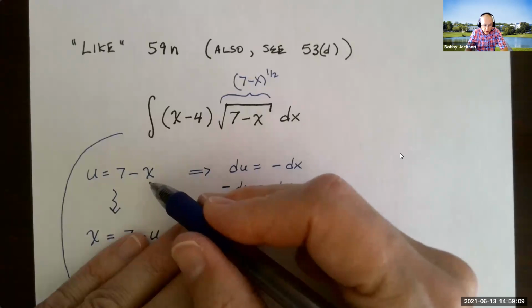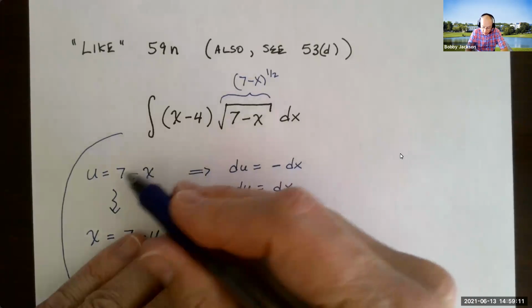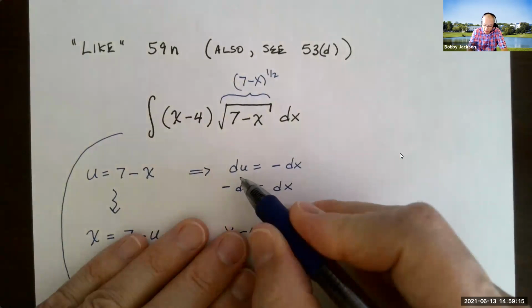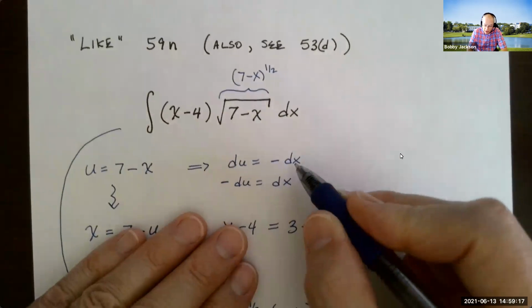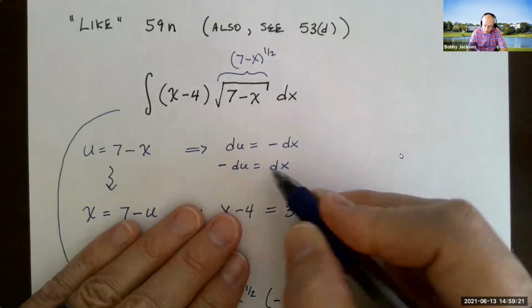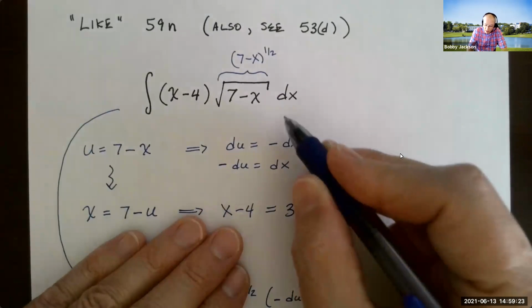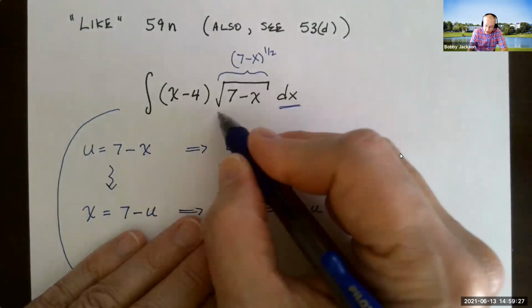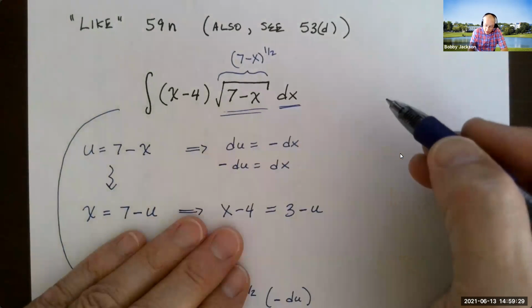So first off, right away, you need to find the du, right? If I take the derivative of 7 minus x, I get -1. So du over dx is -1, or du is negative dx. Of course, I like to phrase it in terms of what the dx is equal to. So negative du is equal to dx. So I've got my dx taken care of. U is the square root of 7 minus x, so this will be u to the 1/2 power, or the square root of u.